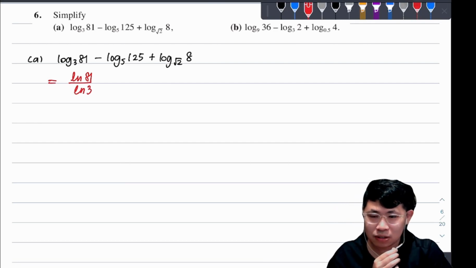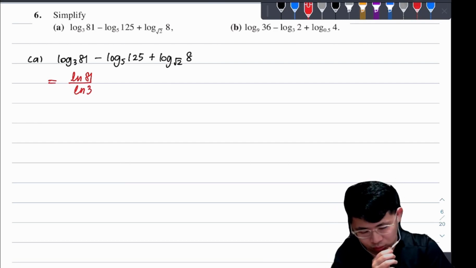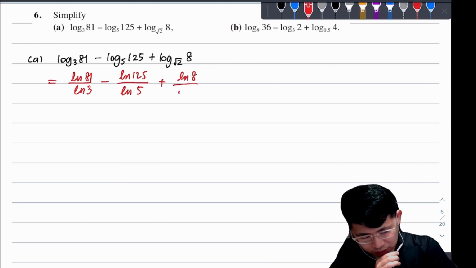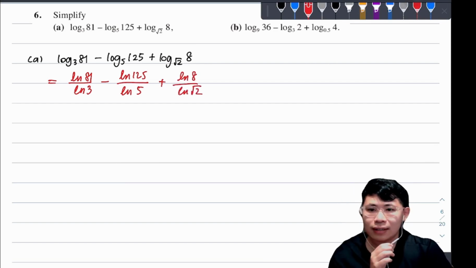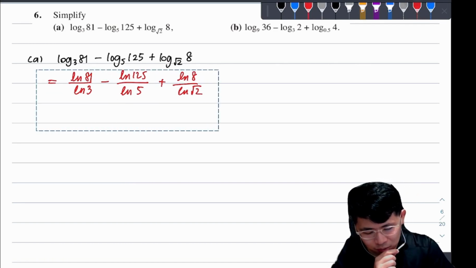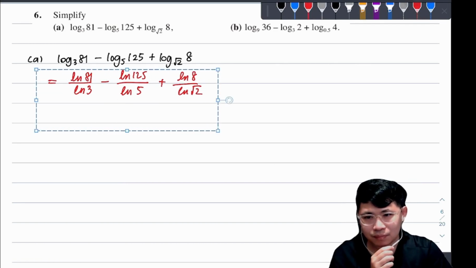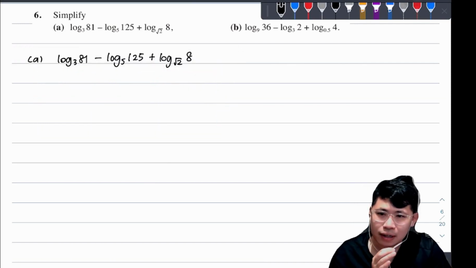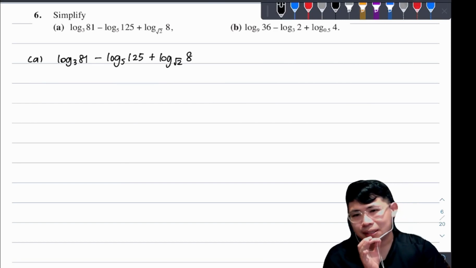Change to a natural base, or you can change to lg also can, up to you. Okay, this would be ln 125 over ln 5, right? This one plus ln 8 over ln root 2. Then type everything in your calculator, you should get a final nice answer. But this one will be the last resort. Now, the thing is, for this question, the concept of logarithm is important.